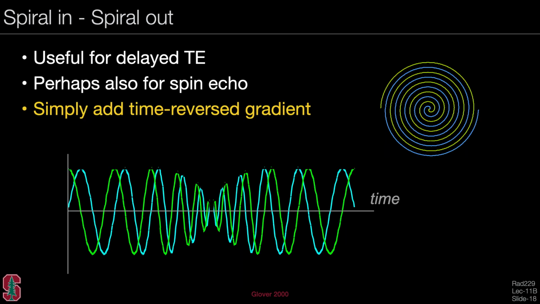Another variation that's quite interesting is to do a spiral in, spiral out. This is sort of analogous to a full projection versus a radial out trajectory. This can be useful if you want to delay the echo time. Alternatively, perhaps if you're trying to sample at a spin echo, you can have a spiral in, spiral out, because the spin echo can be placed in the middle of the imaging trajectory. To do this, you simply add a time-reversed gradient waveform. And this, if you think about it, will give you the spiral in, spiral out pattern as shown at right.